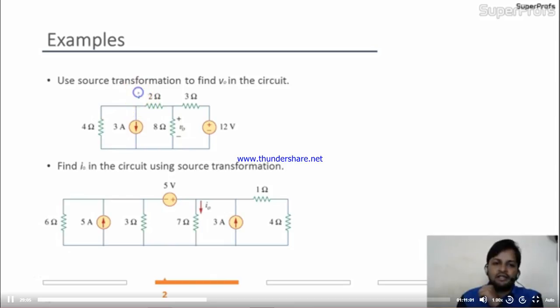See this circuit. This circuit contains one current source in parallel with a 4 ohm resistance. I can convert this circuit into the form of an equivalent voltage source. So the direction of your equivalent source will be like this. Current is flowing in this direction. Is it okay? And in series with resistance R.